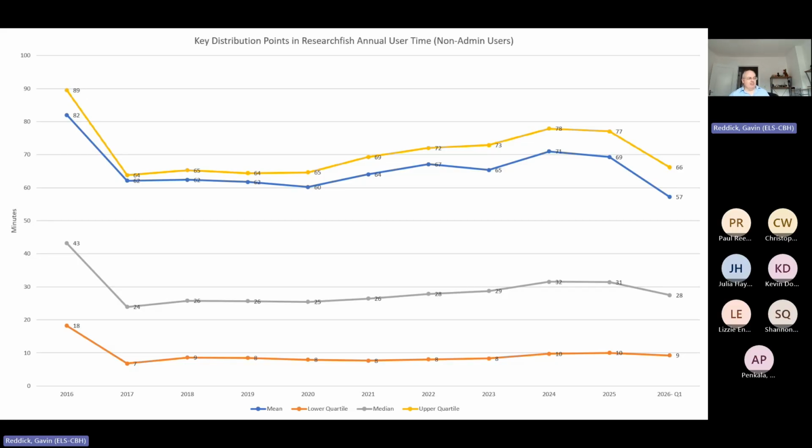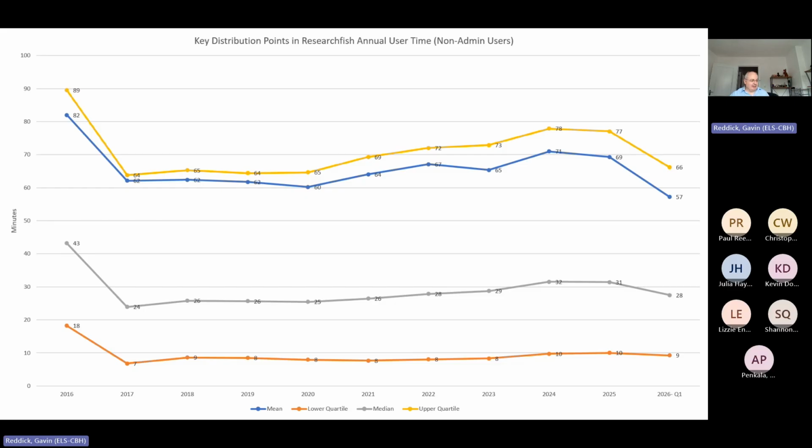The upper quartile means that, for example, in 2025, 75% of all users on the platform spent 77 minutes or less on the platform as a whole, and 25% spent more than that, and there's a chunk on the upper end which is dragging that mean up.